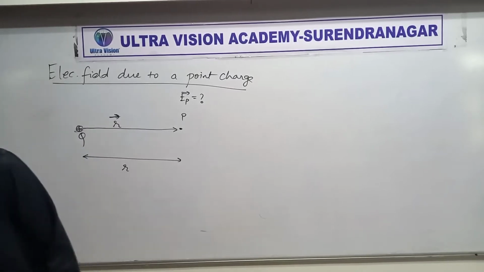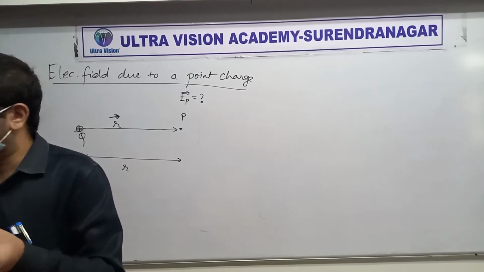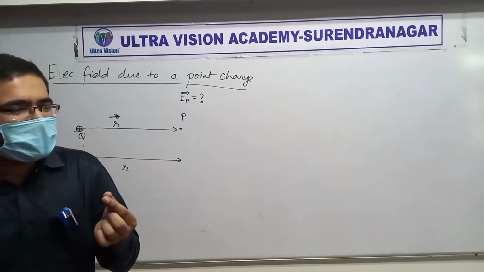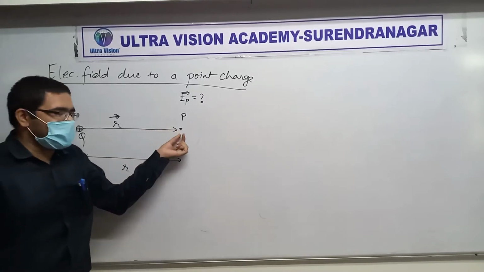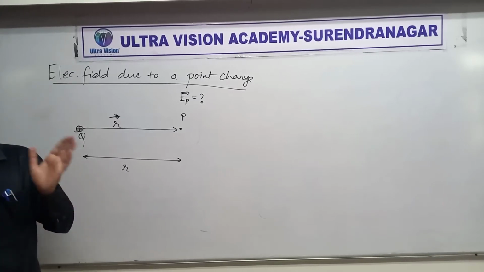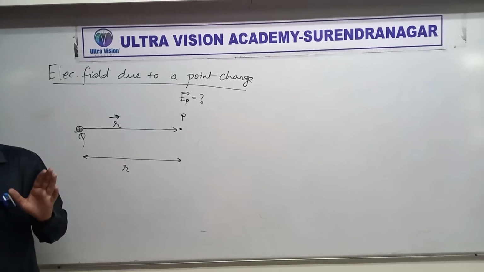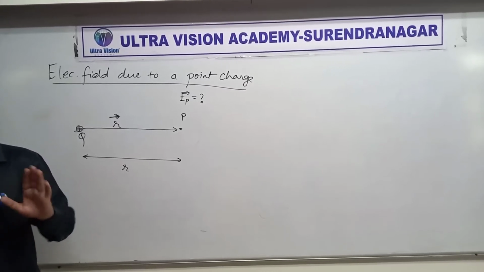Do you remember the procedure? Take a test charge. Do you remember? And put it at whichever point you want to find electric field. Once you do that, you can find F and then divide that F by q. So you get your answer. Correct or not? Everyone remembers that?